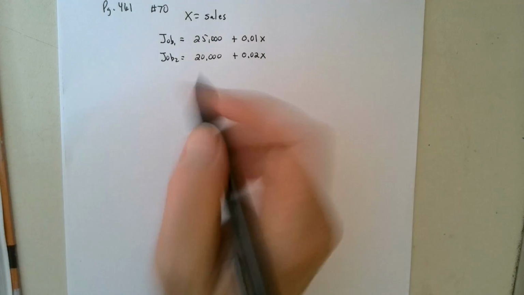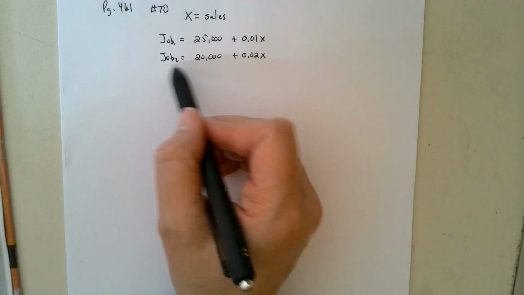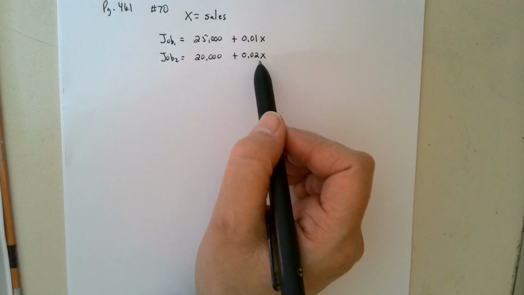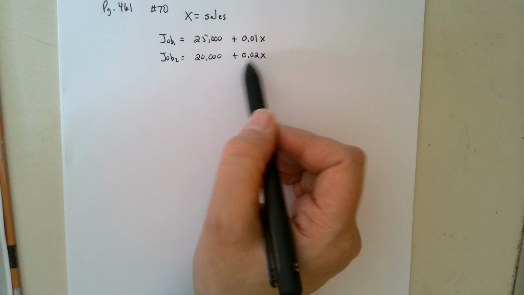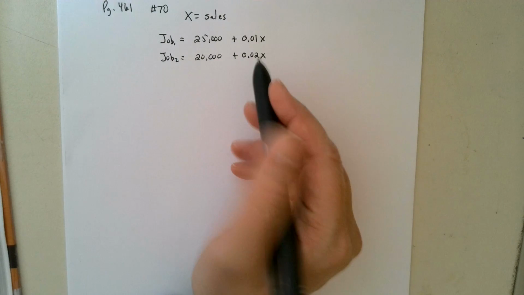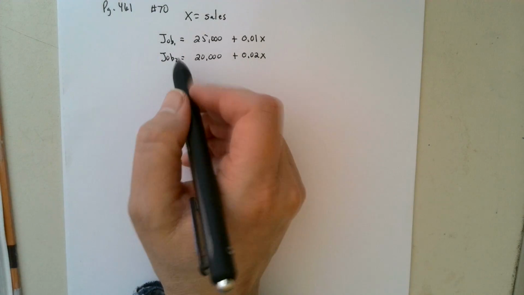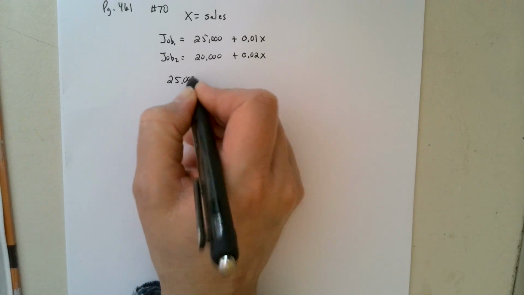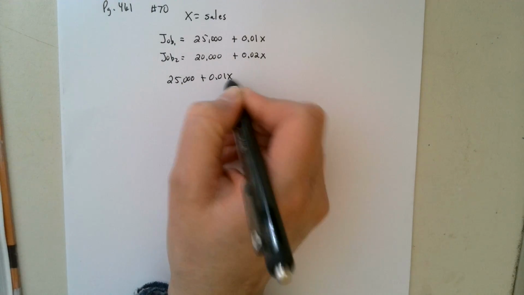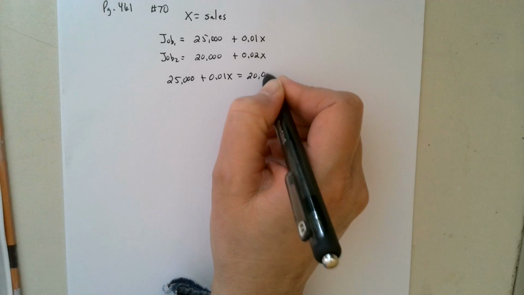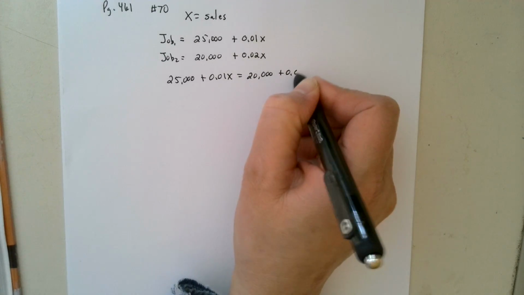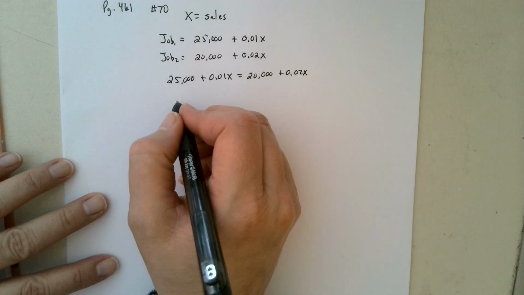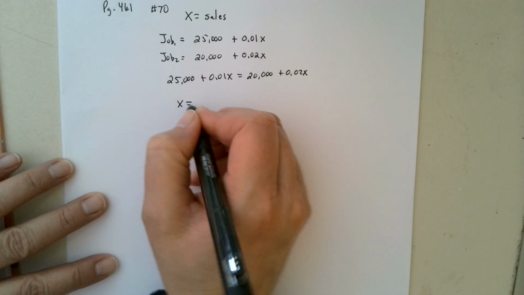So again, the idea is trying to figure out when job number two is a better deal. And so you want to figure out how much would you have to sell for each job to be equal? And then if you were better at selling, then job number two would be better from there. So again, this one is more of a substitution. You're just going to set the two equations equal to each other. And then you could quickly solve for x.